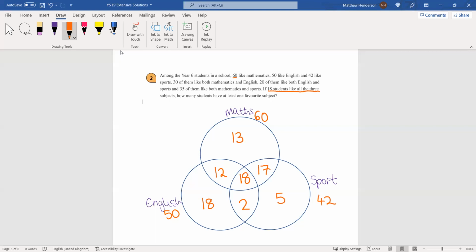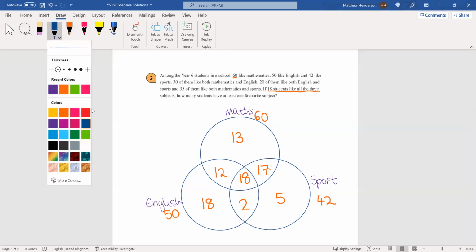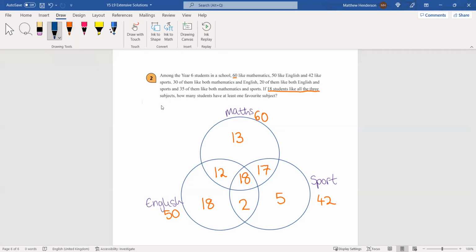So now we've completed the Venn diagram, we can answer the question, how many students have at least one favorite subject? So I'm going to add together all of the students that I've got on the Venn diagram. I'm going to start with the 18 English students only, and then start to add them all together. The 12 that like English and maths, plus the 18 that like all three, plus the 2 at the bottom, plus the 13 that like just maths, and so on.